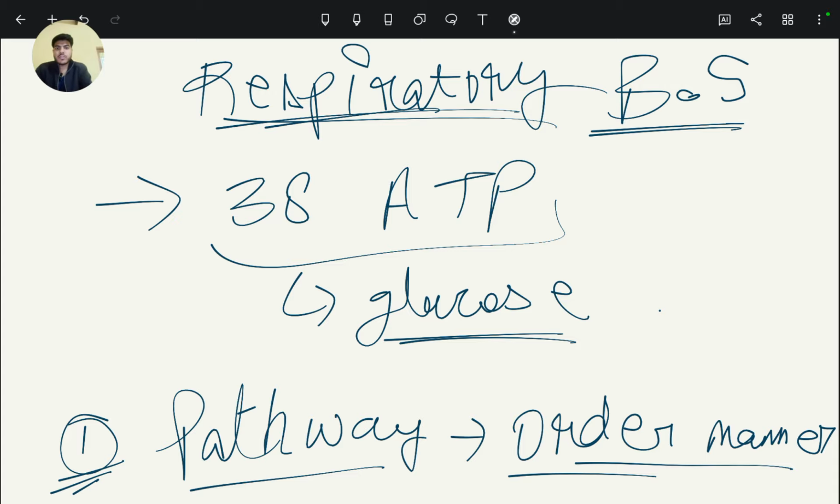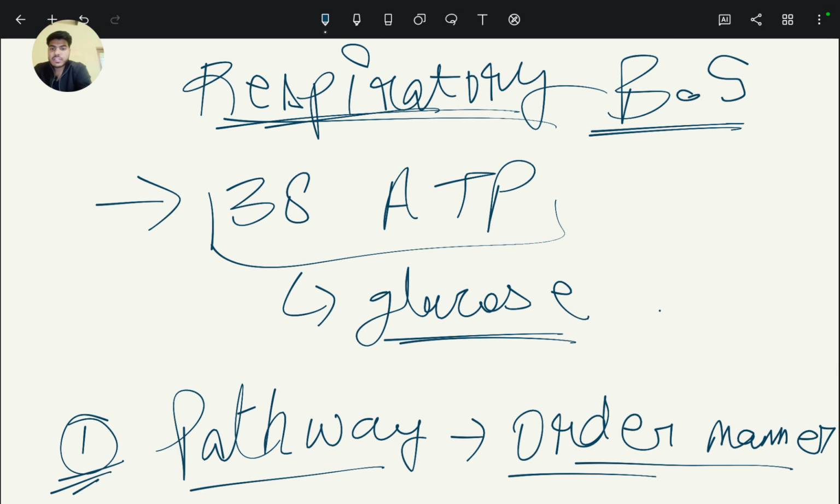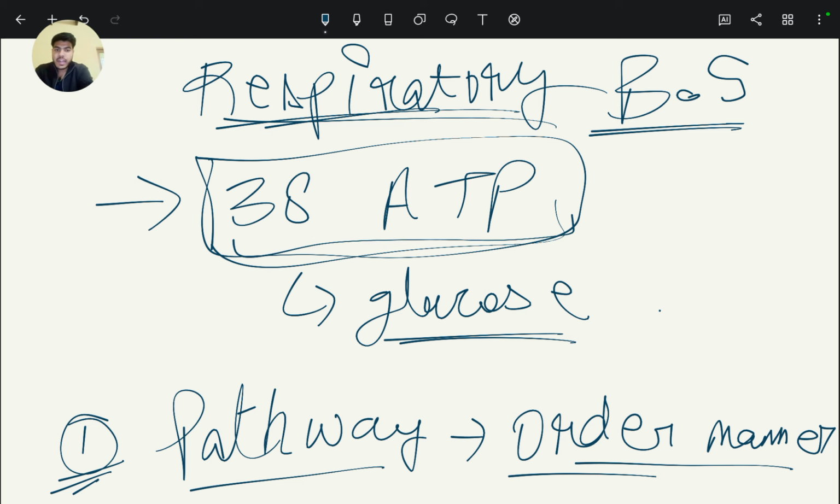Today in this video we are going to learn about respiratory balance sheet and amphibolic pathway. Basically in respiratory balance sheet, we make certain assumptions for proper oxidation of a glucose molecule to get 38 ATP molecules from it.